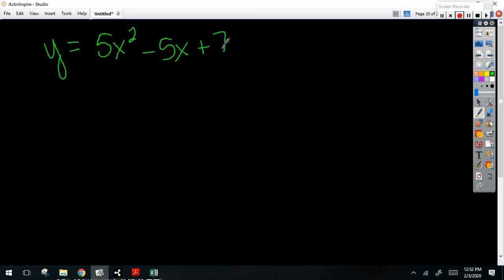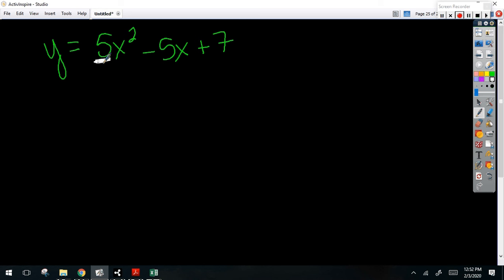All right, so let's go through an example. Let's say y equals 5x squared minus 5x plus 7. Now, Miranda was talking about up or down and positive or negative, and she was absolutely right. When you look at this a in front, if it's positive, it opens up. If it's negative, it opens down. So which way do you think this one's going to open? Up.